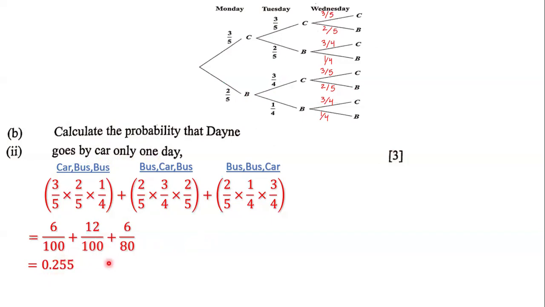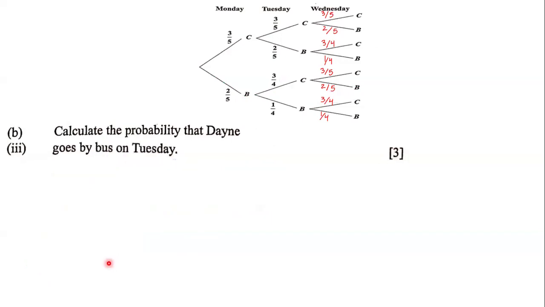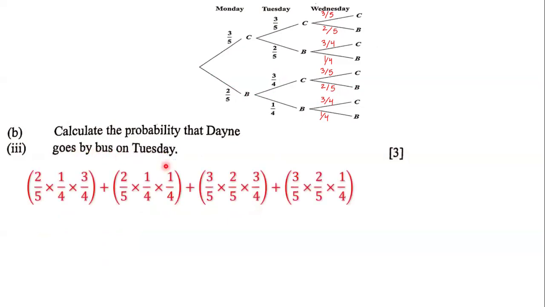And that's the answer to this particular question. Let's move on. The probability that Dane goes by bus on Tuesday. There are multiple ways that this can happen. So let me just explicitly say it. There are multiple ways that this can happen. So he goes by bus on Tuesday.